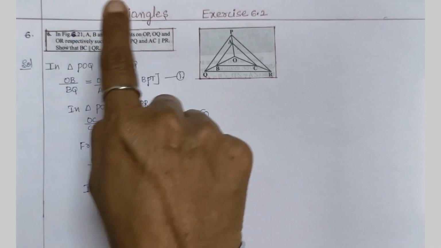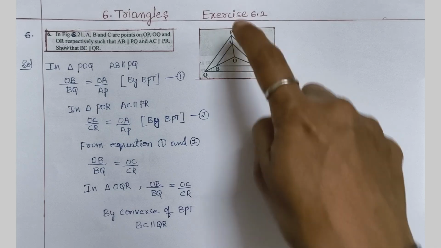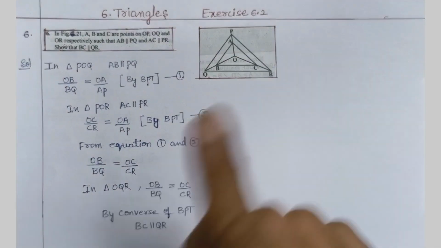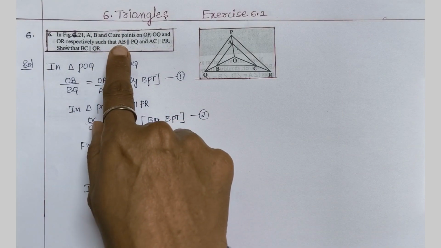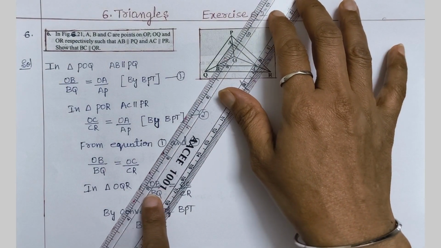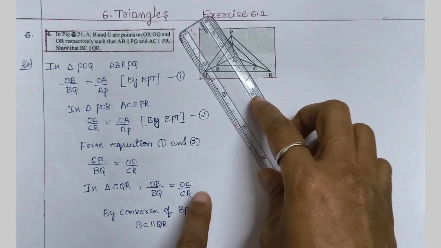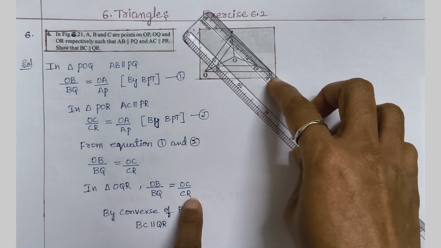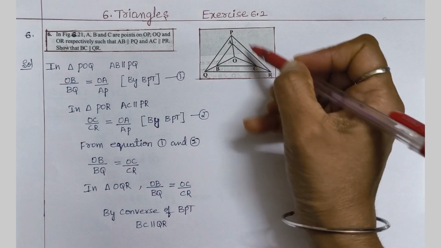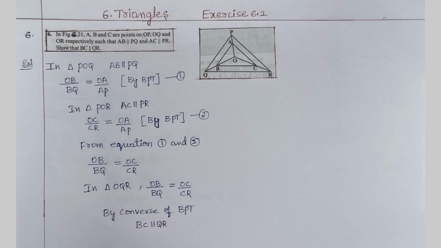See here, A, B, C are the points on OP, OQ, OR. So, A is the point on OP, B is the point on OQ, C is the point on OR. This is the first step. Next, again given what? AB parallel to PQ. Next is given AC parallel to PR. Now, we will prove what? BC parallel to QR. You have to prove.